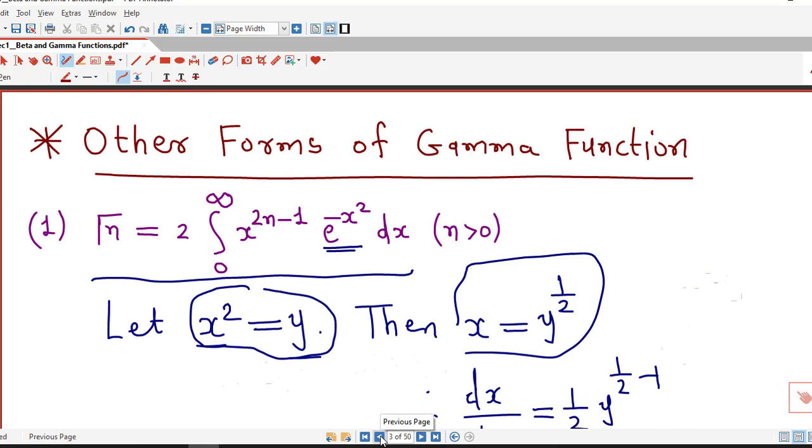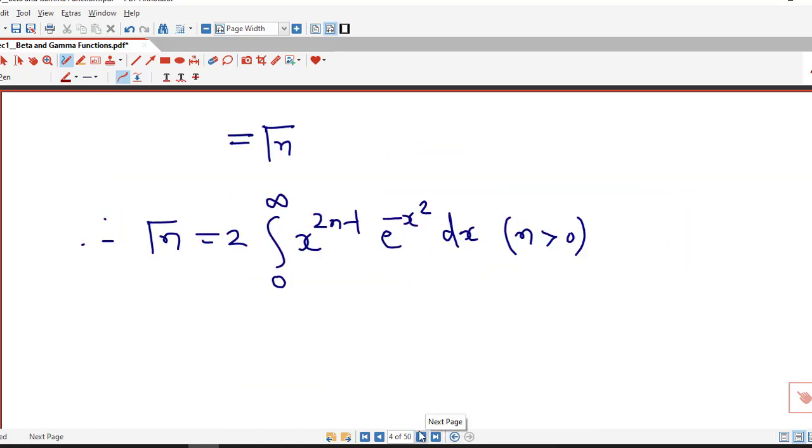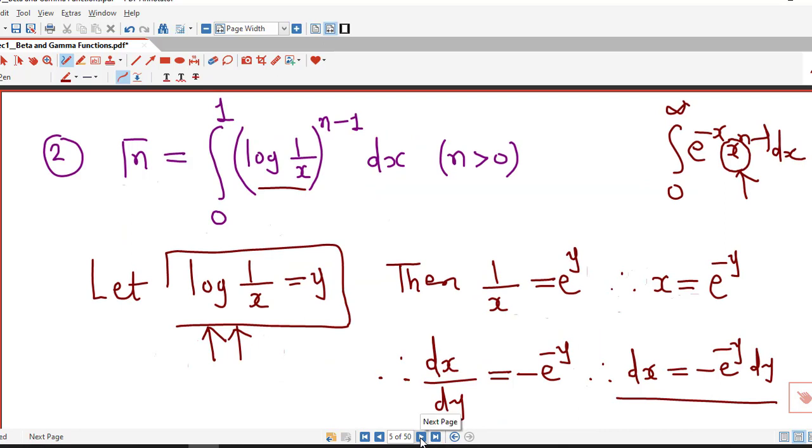In the earlier example, we had e raised to minus x square into x raised to 2n minus 1. If we compare with the definition of the gamma function, here we require e raised to minus y, and here we have x square. So this suggests we take this change of variables, x square equal to y. In this way we can do this type of exercises related to the gamma function.